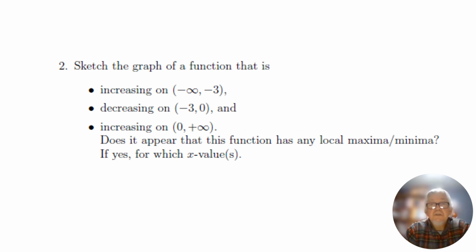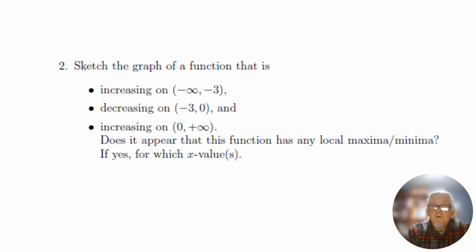Sketch the graph of a function that is increasing for all x values less than -3. Notice I'm interpreting the interval in that fashion. Decreasing on the open interval -3 to 0, and increasing on the interval 0 to infinity, or increasing for all x values greater than 0. Additionally, does it appear that this function has any local maxima or minima? If yes, for which x values? Right? So we're looking for local maxima and minima.